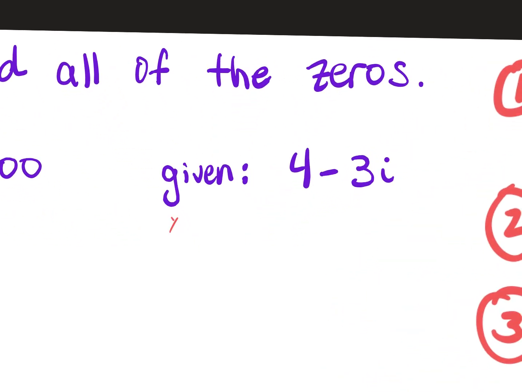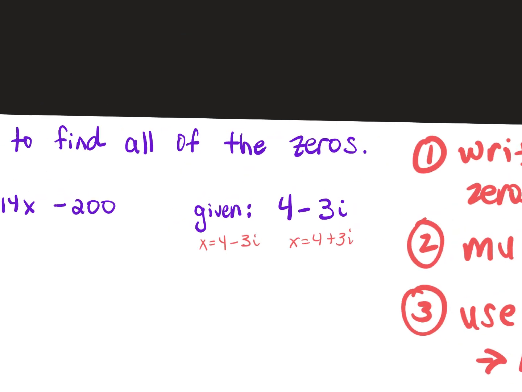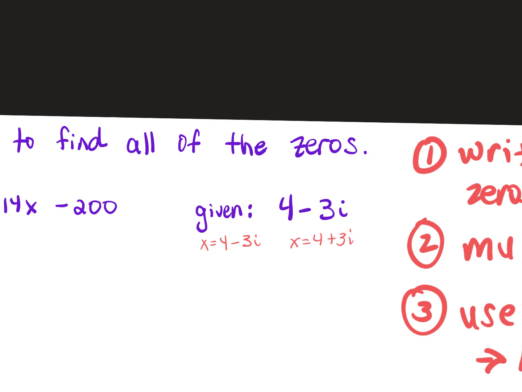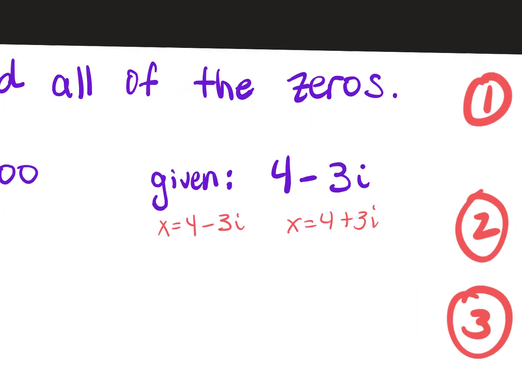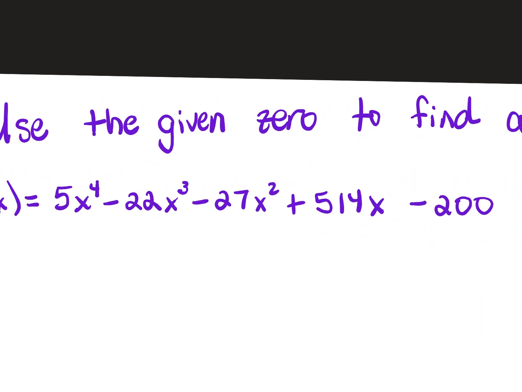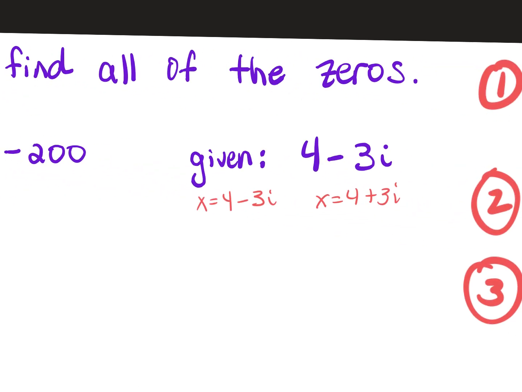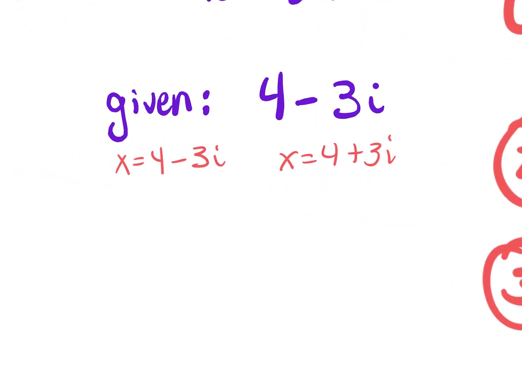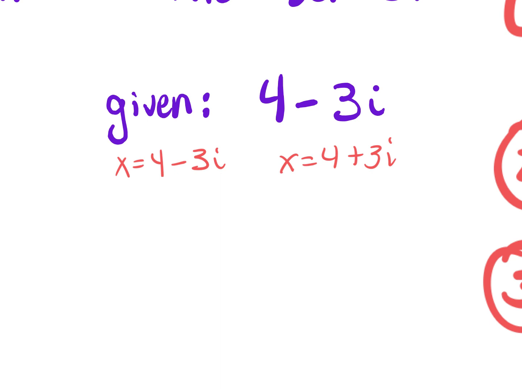I'm going to write down x equals 4 minus 3i. What else are they giving you? x equals 4 plus 3i. Okay, perfect. So how many zeros do you have right here in red? 2. How many total are there? 4. So you know right now that 2 of them are imaginary and 2 of them are real. So we've just written down the zeros.